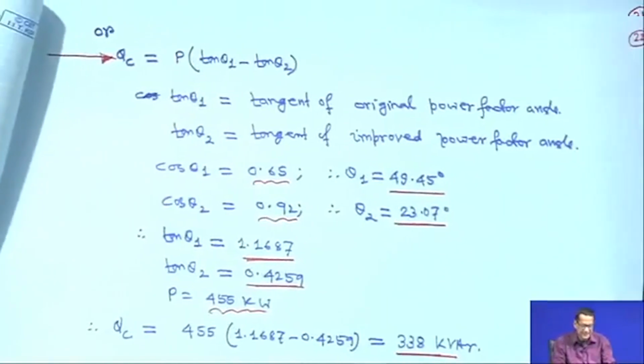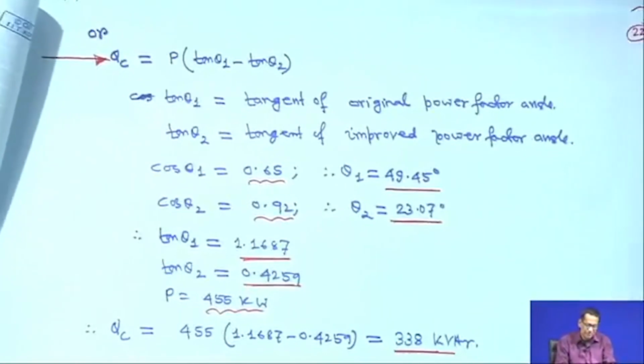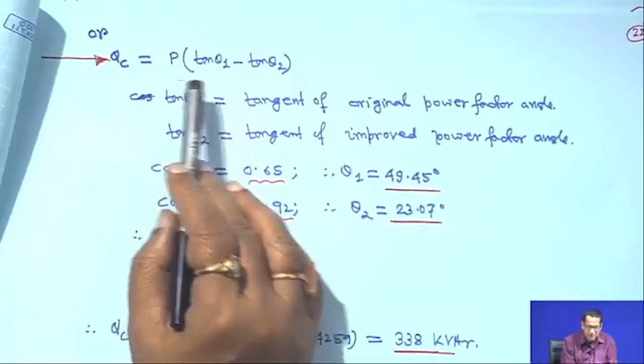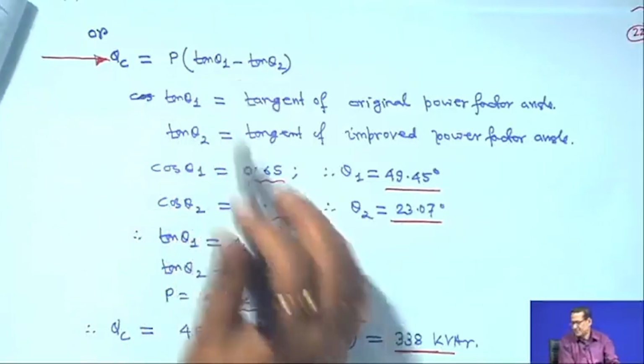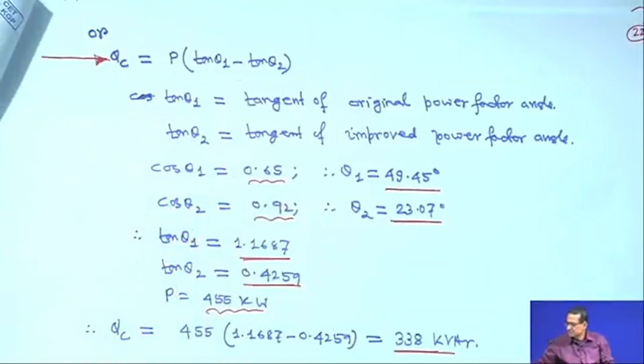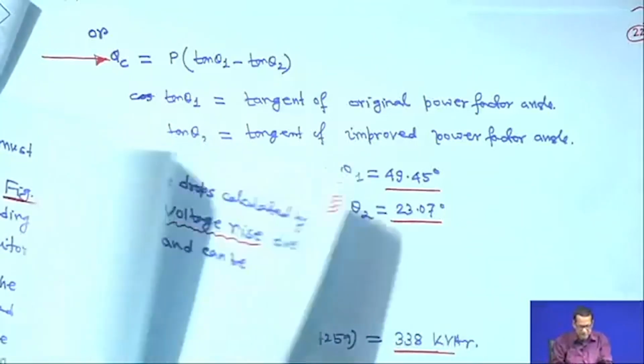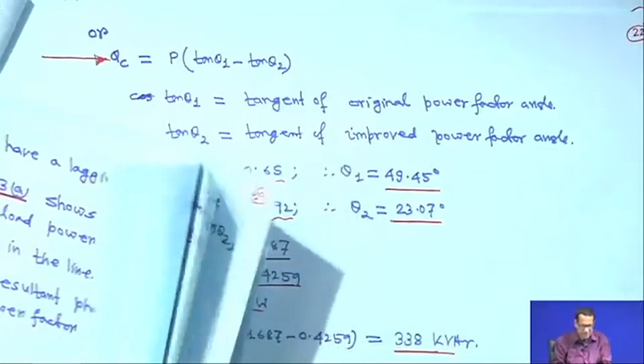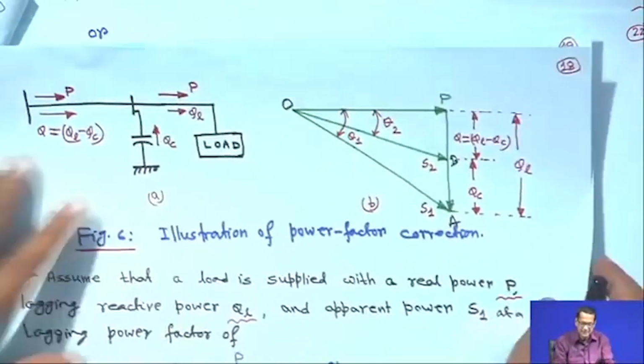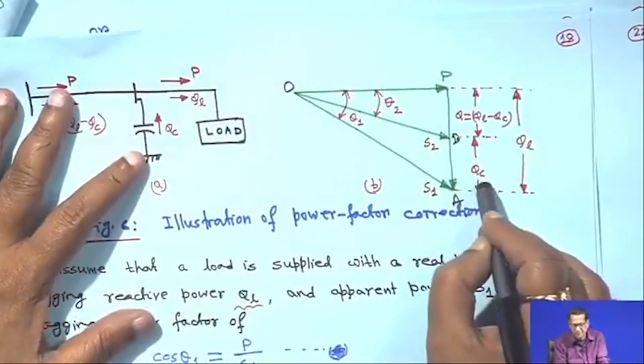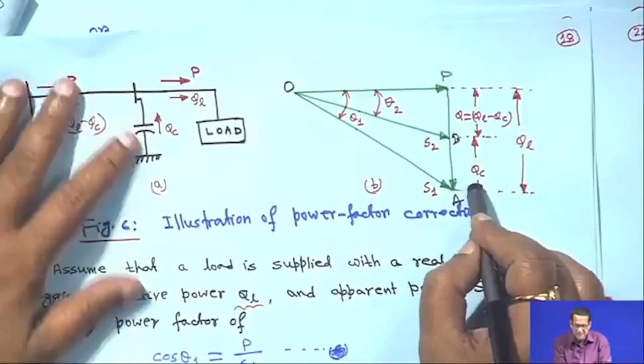Now, there is another formula for computing QC: QC is equal to P tan theta 1 minus P tan theta 2. Then again I have to go to that power triangle, right. How are we getting P tan theta 1 minus P tan theta 2? First let me go to that power triangle, whatever we have made. This is your power triangle, and this QC you have to make, right.